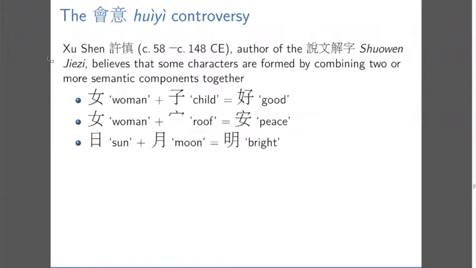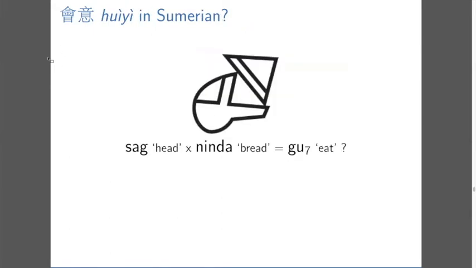Yeah. And the sun and the moon together are bright. Because the sun's bright and the moon's bright, so somehow the sun and the moon together are bright. So these are kind of just-so stories that suggest the Chinese wrote ideas, and then combined their ideas to create new ideas, writing the ideas directly with graphemes rather than via the mediation of language. So you can probably guess that I have a certain skepticism about this.